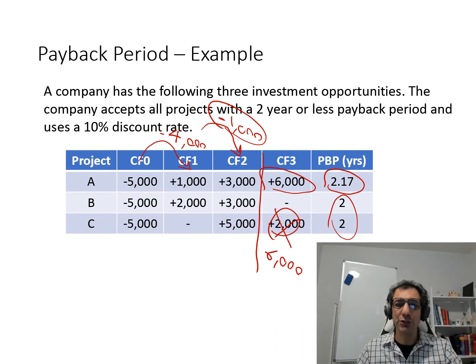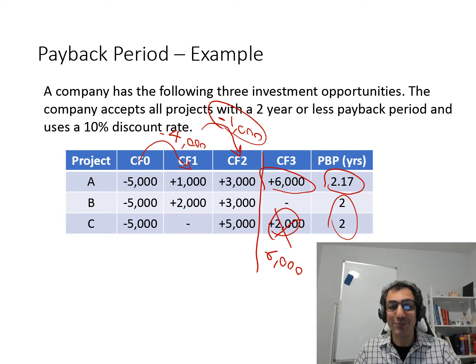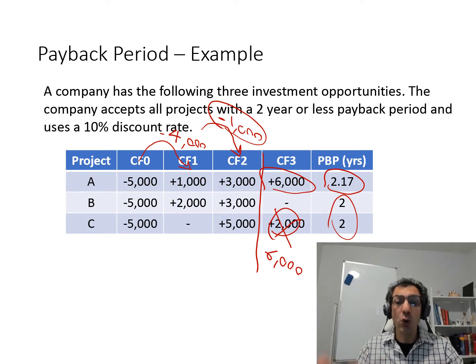So payback period is 2 years. And in this case, you will choose projects B and C, and you will ignore project A. Why? Because project A has a longer payback period than 2 years. That's the whole argument here.